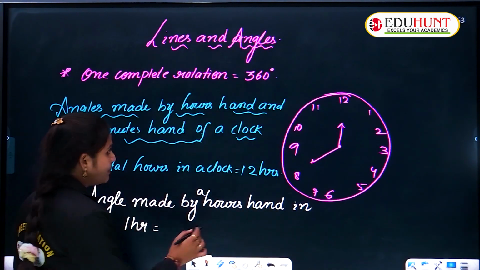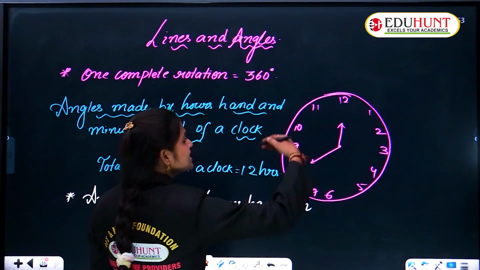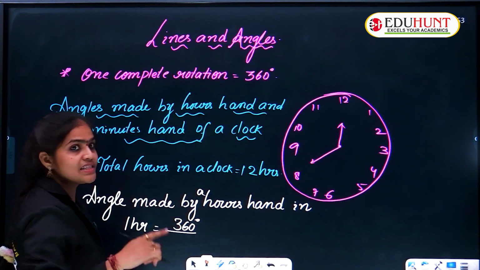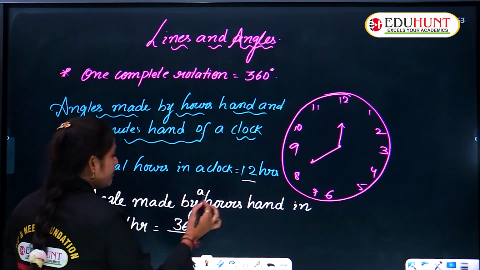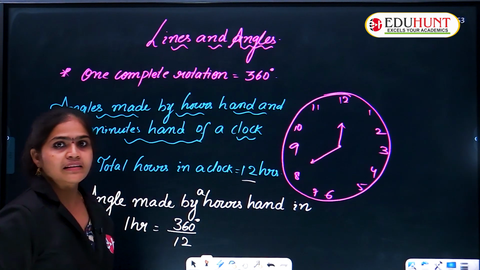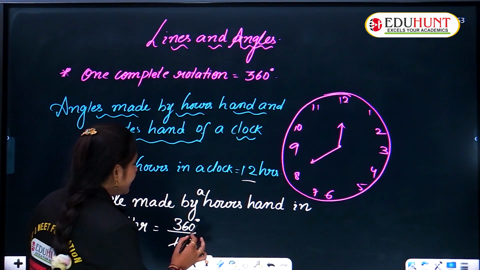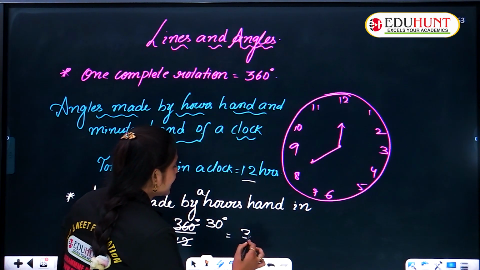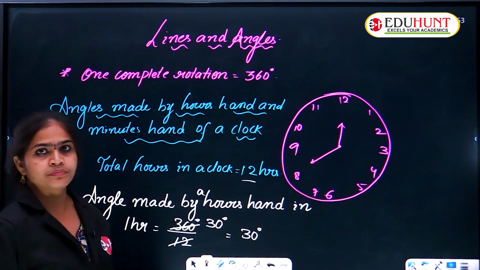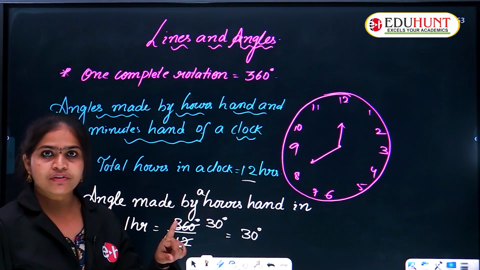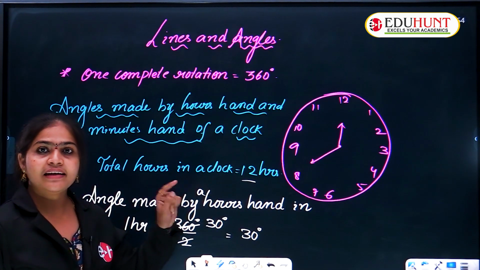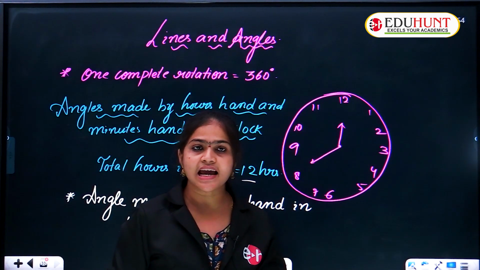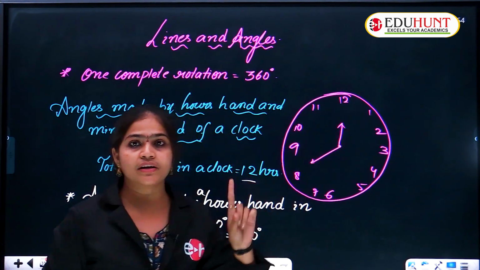How to find it: the total angle is 360 degrees, we know that. How many hours are there in all? We have 12 hours. So 360 by 12. 12 threes are 36, and 0, which is equal to 30 degrees. What is the meaning of this? To complete 1 hour it takes a 30 degree angle. The hour hand takes 30 degrees to complete 1 hour.